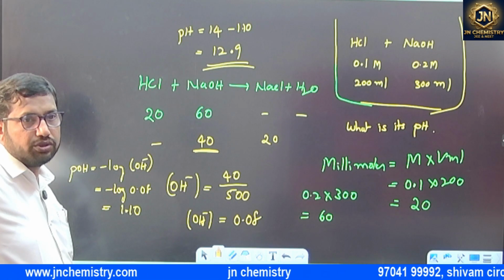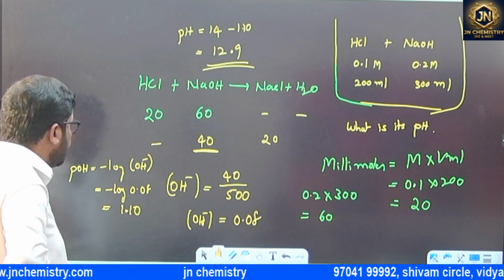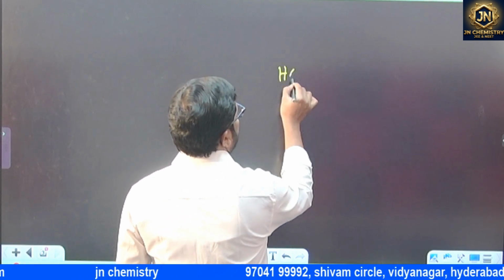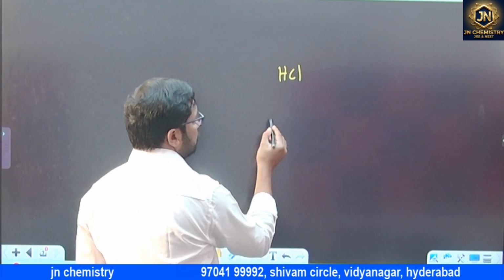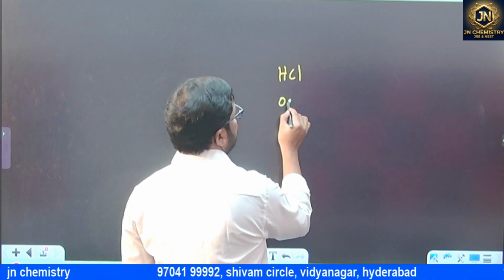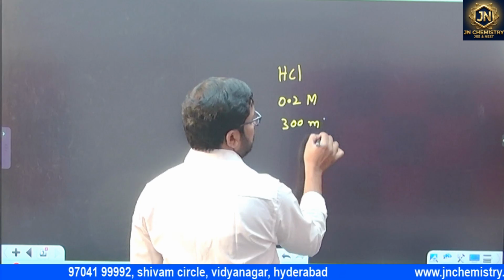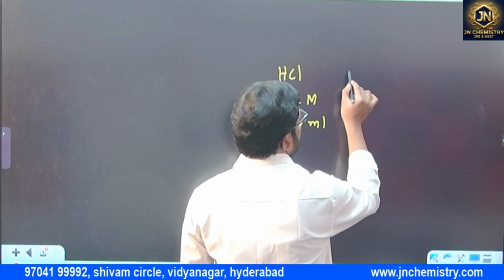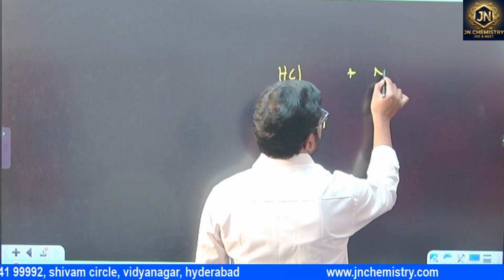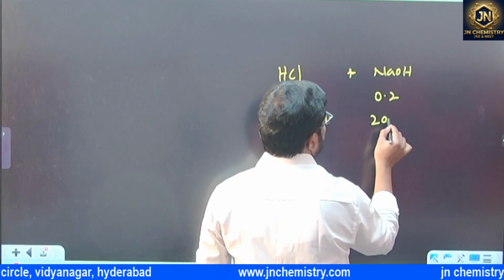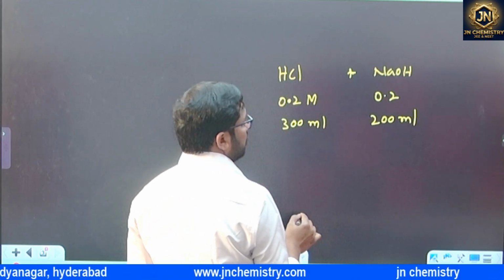Try to do one more question, of this same type only. For example, HCl, I'm just giving you, 0.2 molar 300 ml, right? Plus NaOH is 0.2 molar 200 ml. So calculate its pH.